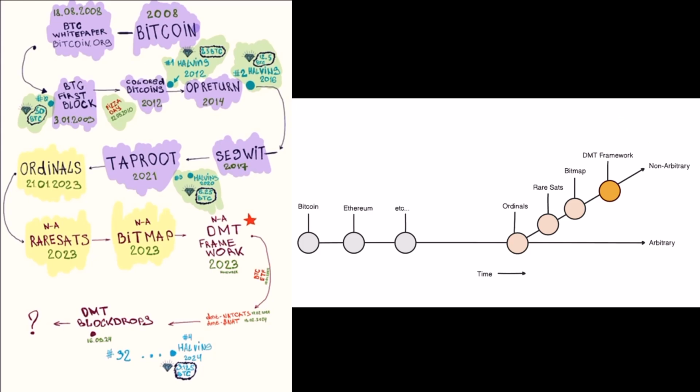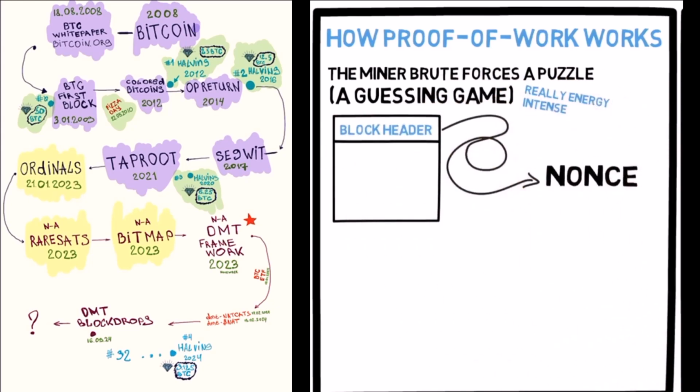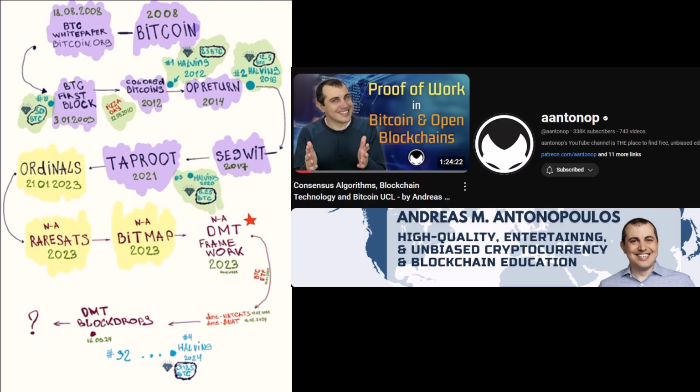The block is created by analogy with a thermonuclear reaction from the real world, only in our case it is mined by miners who brute force a nonce to generate the block. Search for information about this on Google. I recommend the video "Consensus Algorithms, Blockchain Technology and Bitcoin" at UCL by Andreas Antonopoulos.